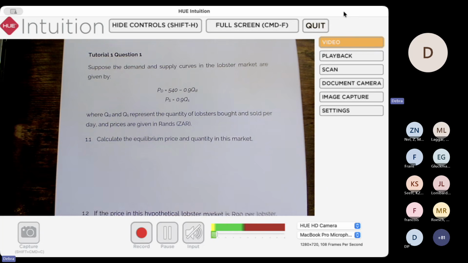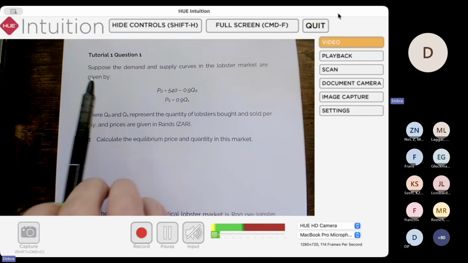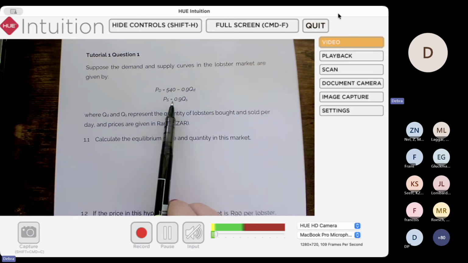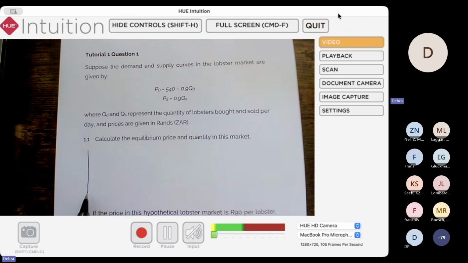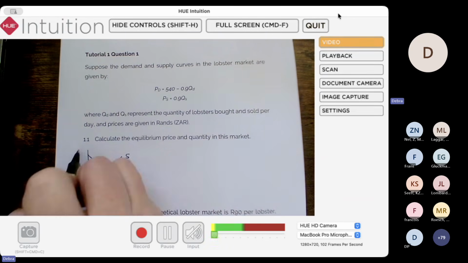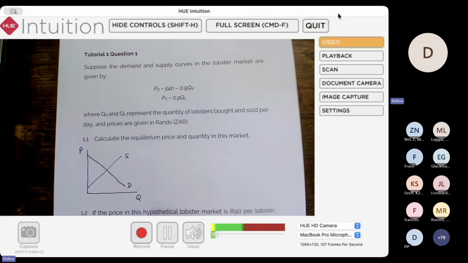But I think we have to see the whole question in order for the final parts to make sense. Okay. So we get given the following demand and supply curves in the lobster market, and we are then asked to calculate the equilibrium price and quantity in this market. So we find the equilibrium by setting demand equal to supply. So price and quantity on those axes.